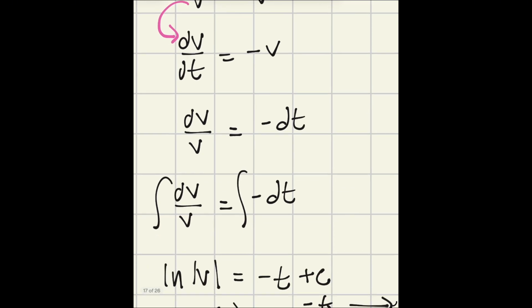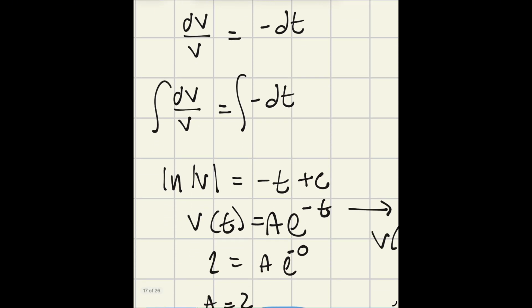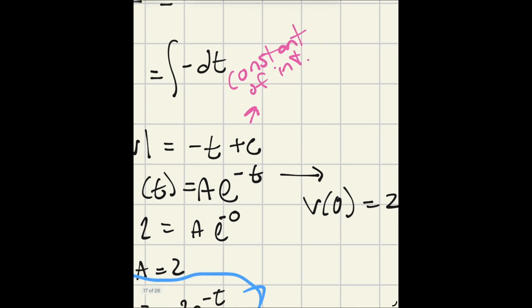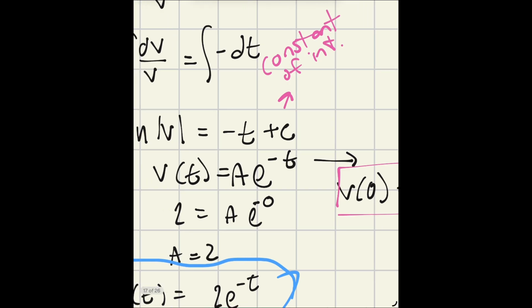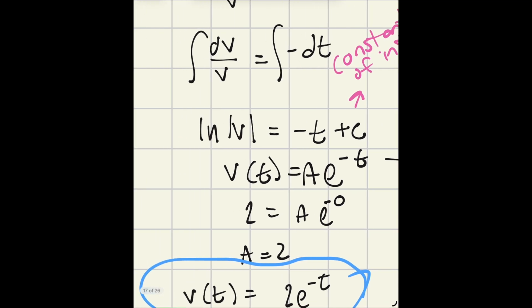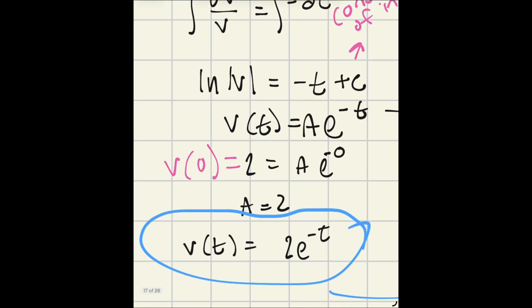So then, integrate 1 over v. So we have ln of the absolute value of v is equal to negative t plus some constant c. Okay, now put everything to the power of e. So now we have v of t is equal to a e to the negative t. And then keep in mind that v of 0 equals 2, right? From our previous given statements too. So once we plug in v of 0 and equate that to 2, we have that a equals 2. So now we have v of t is equal to 2 e to the power of negative t.